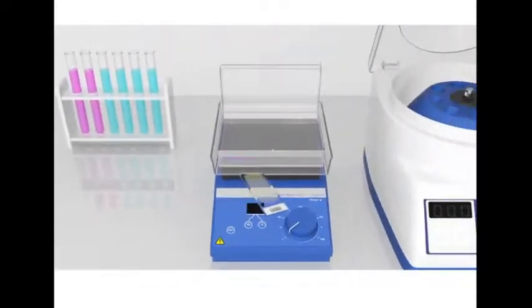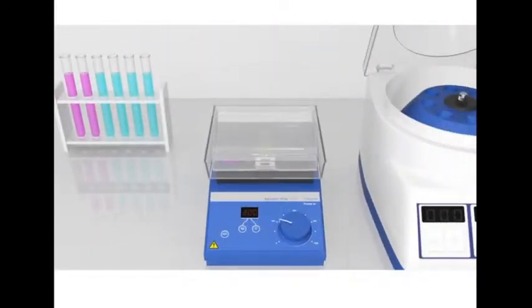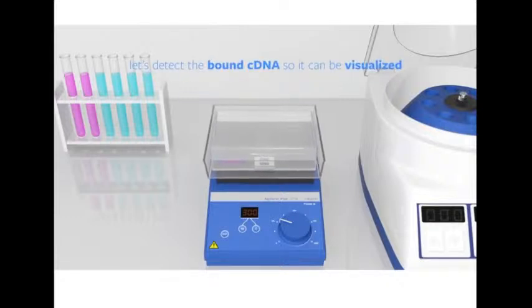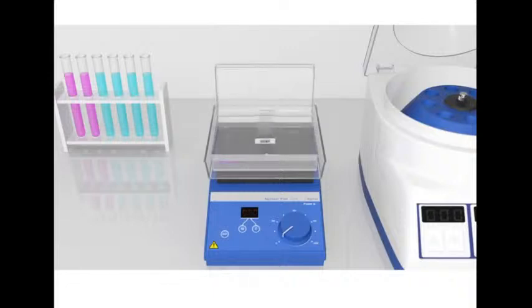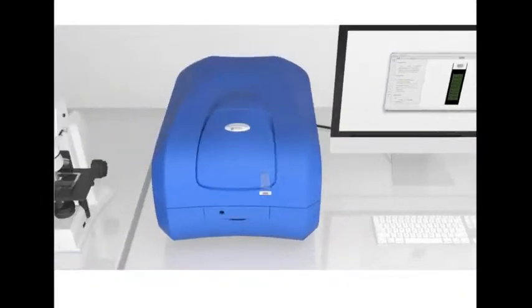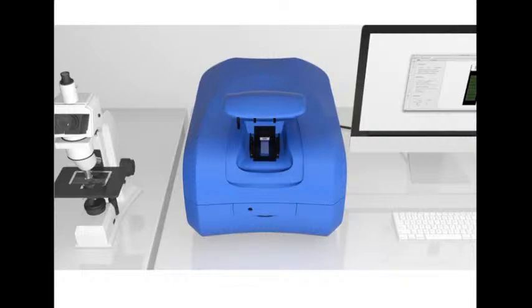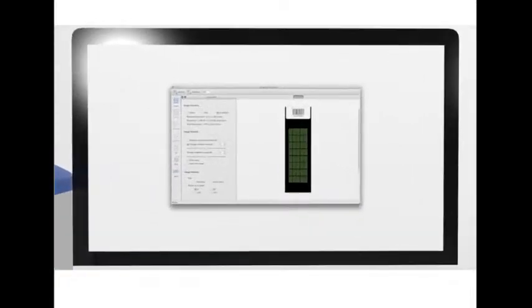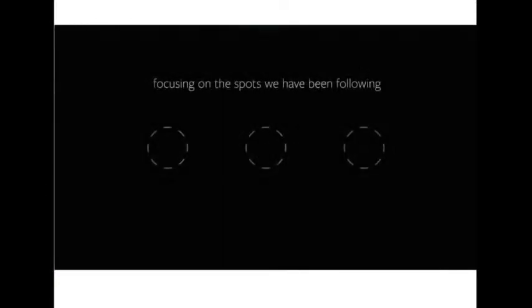Now we must wash off the unbound cDNA to see what is bound to the microarray. Let's detect the bound cDNA so it can be visualized. We begin by placing the microscope slide containing the microarray inside a scanner. We'll examine the next phase of the process, keeping our focus on the 3 spots we've been following. First, a green laser scans the microarray. The resulting image is stored on a computer for later analysis. Now it's time for the red laser. This image is also stored on a computer for later analysis.